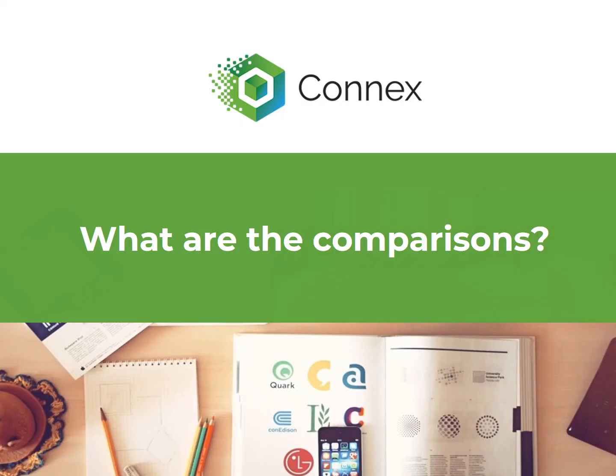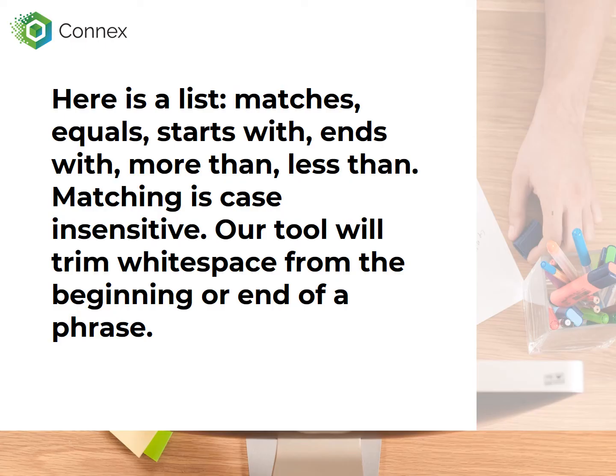So what can I compare with the Connex rules engine? We offer a very large list of comparisons, which include matches, equals, starts with, ends with, more than, less than, so you can work with the numbers. You could say if the shipping amount is more than $100 to mark it up by 1%. Matching is case insensitive, so if it's all caps, you could do it all in lower case for the comparison. And our tool will trim the white space before and at the end of a phrase to better compare it.